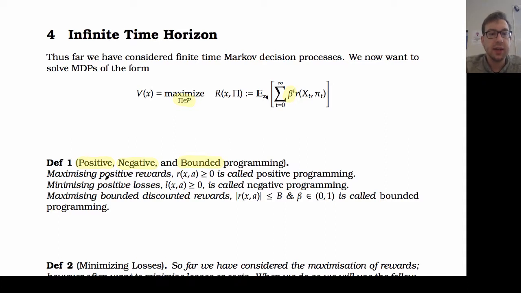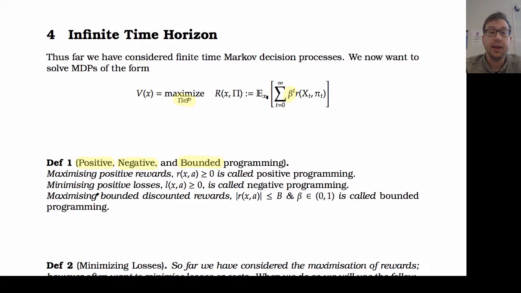Maximizing positive rewards is called positive programming. And it doesn't really matter what these betas are. It could be anything as long as it's positive. Minimizing losses, that is minimizing costs or minimizing losses, is called negative programming. So minimizing positive losses or maximizing negative rewards is called negative programming.